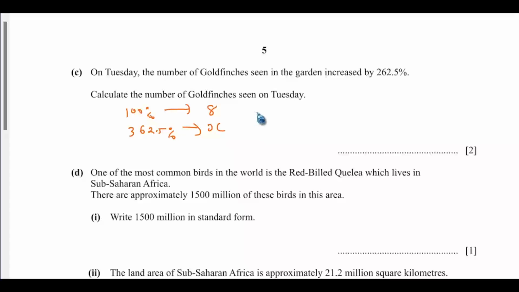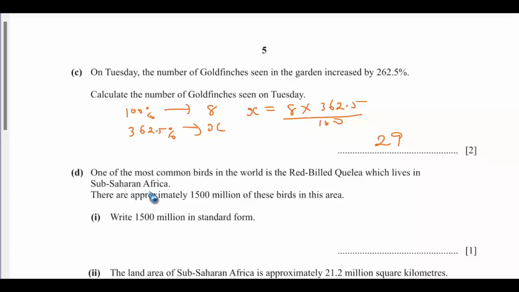So if you cross multiply, you have the value of x to be 8 multiplied by 362.5, then divided by 100. So this will give you 29. So that will be 29.